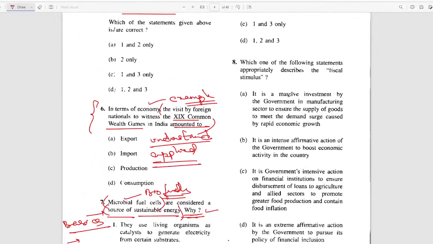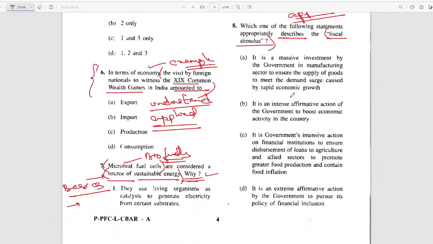Then the next question is, which of the following statements appropriately describes fiscal stimulus? Again, this question asks what fiscal stimulus is, and they'll give you examples here. That's what I'm saying, applied economics. They'll not give you just the theoretical part. They'll tell you what steps the government is taking, and then which one describes this fiscal stimulus. Fiscal stimulus is nothing but changing the expenditure or the income, where the government is trying to control the inflation part.